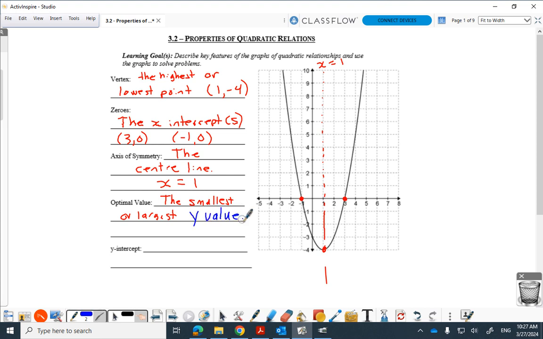All parabolas will have a high point or a low point. One of the two. They won't have both. They'll have one of the two. And this one has a high or low y value. It's got a low y value of -4. Really important that you write y equals -4. There's a reason for that.